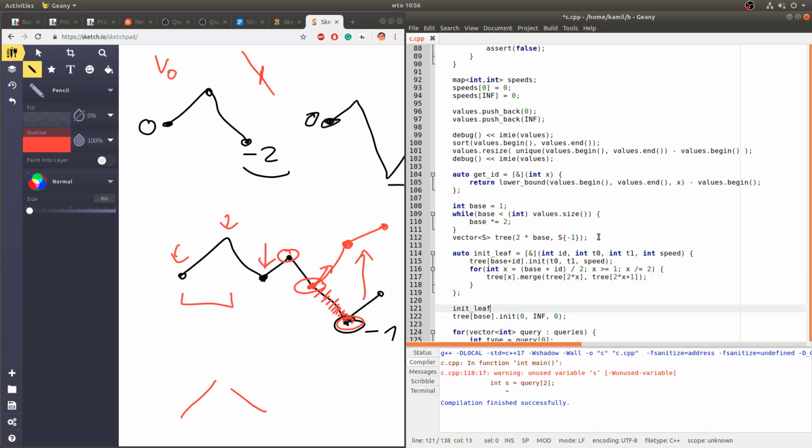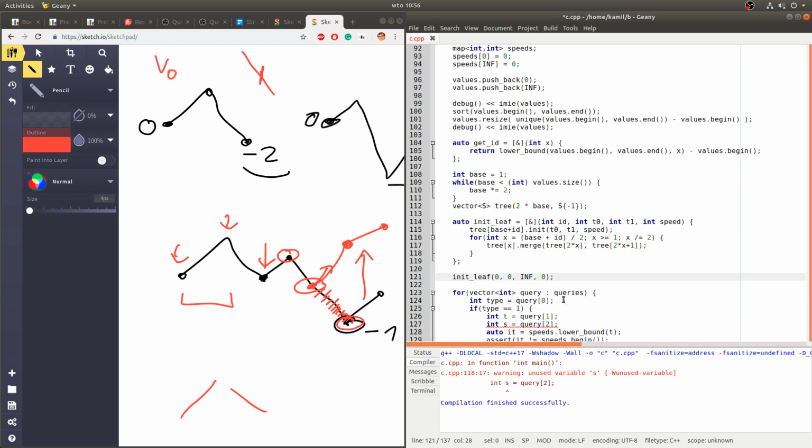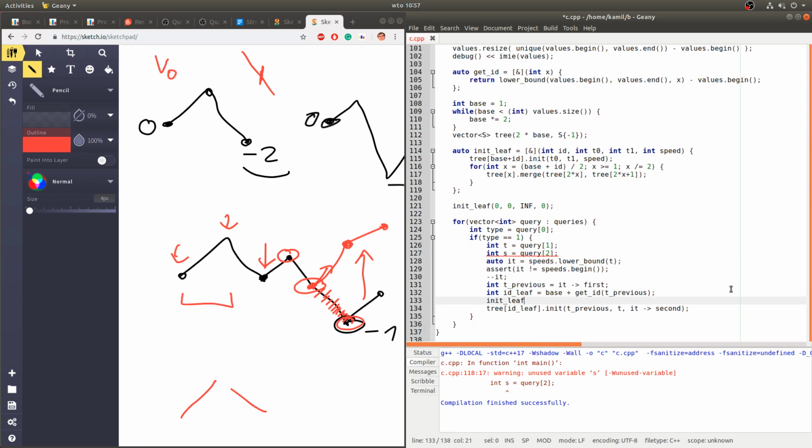Here we'll have init leaf 0 from 0 to infinity with speed 0. And then here init leaf, this will be get id of t previous, t0 is t previous, t it second. And then init leaf, get id of t from t to the next time. Let's do that in a moment with speed s.